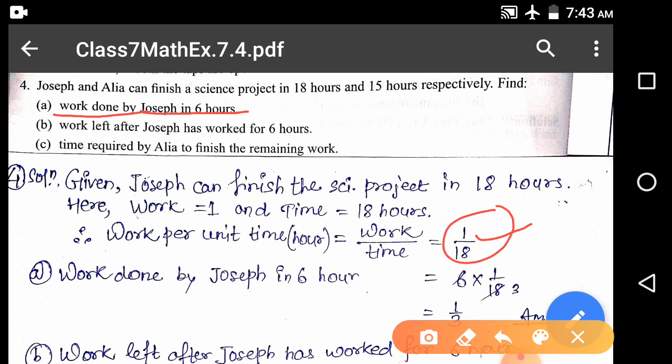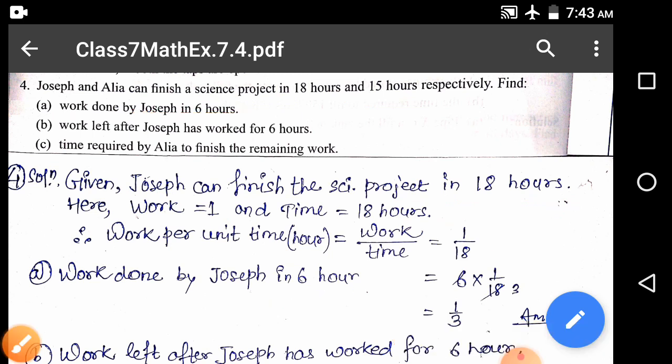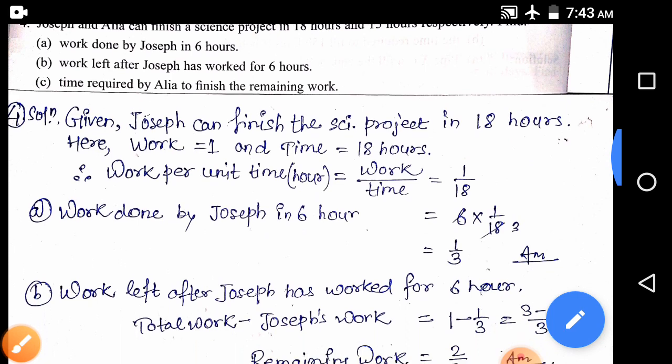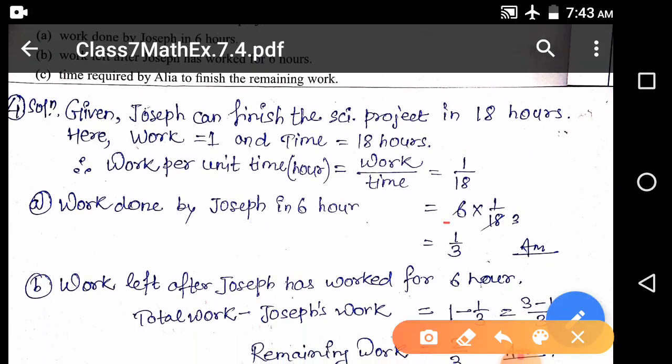Then for 6 hours, what part of work will he do? So 6 into 1 by 18. This 1 by 18 is for 1 hour, so we have to find it for 6 hours. So 6 into 1 by 18 gives 1 by 3. So this 1 by 3 is the part of work completed by Joseph in 6 hours.